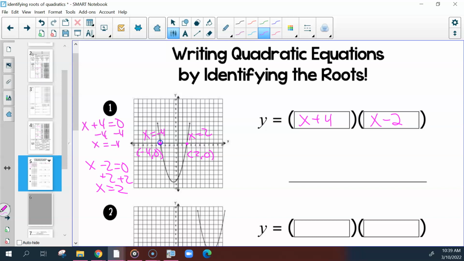So when you do this, if you haven't done this already, the roots and zeros, the zeros of polynomials, factored form, and zero product property, these will help you a lot with that.